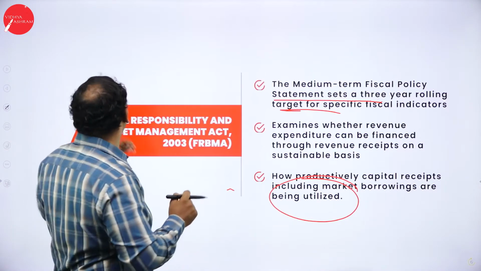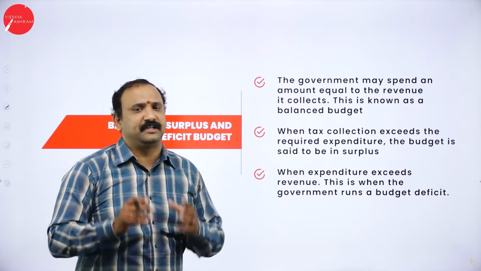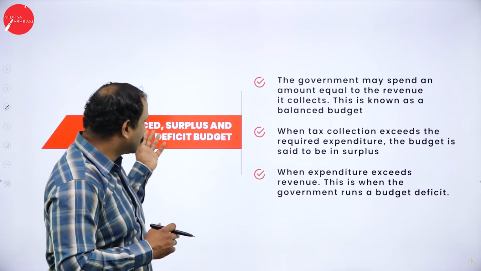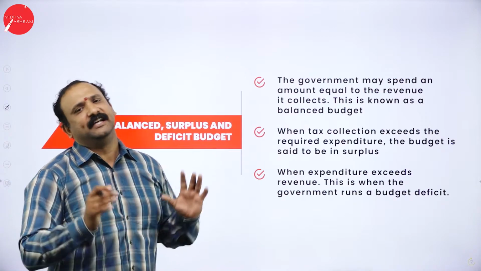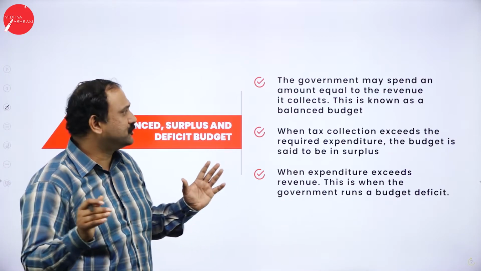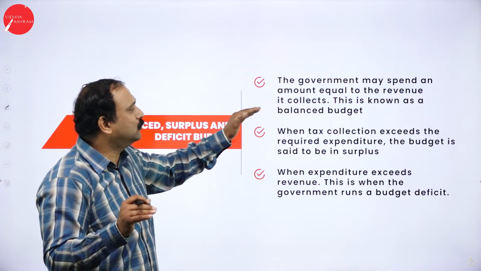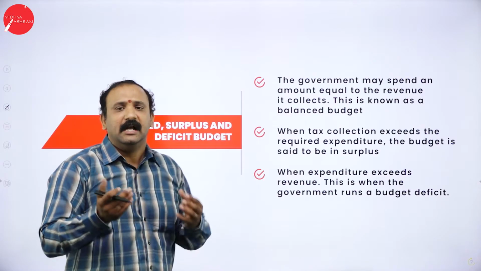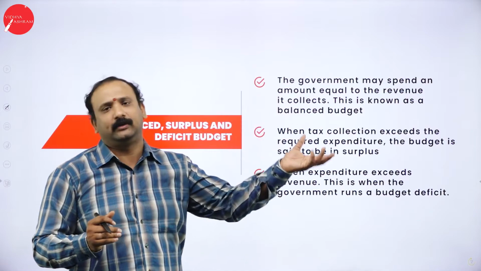Now, moving forward: balanced, surplus and deficit, the three forms of budget that we are going to look at today. Let's look at the first one, the balanced budget. The word itself says it is balanced, which means the government spends an equal amount of money to the revenue that it collects. That is a balanced budget. The amount of money that comes into the hands of the government goes out as expenditure.